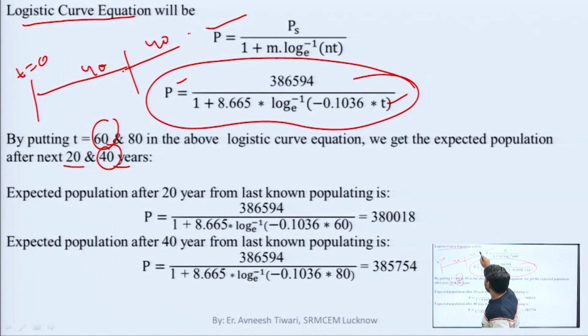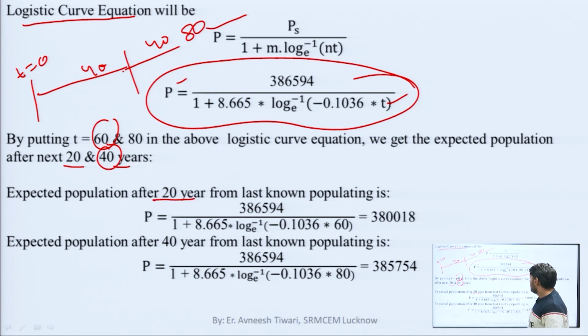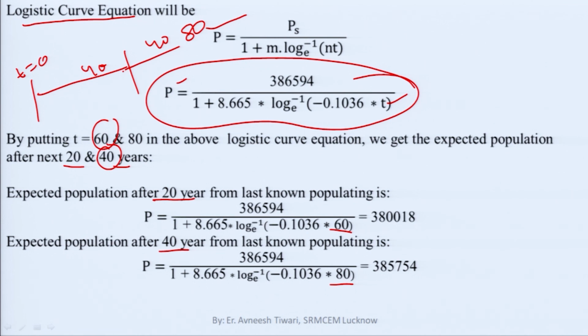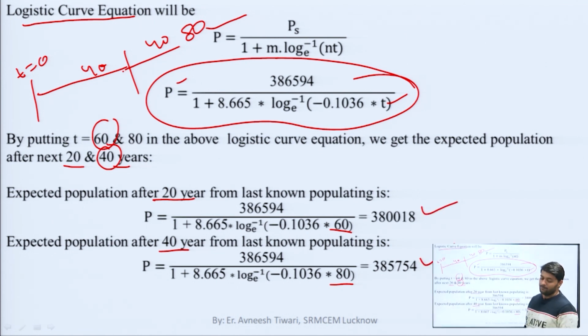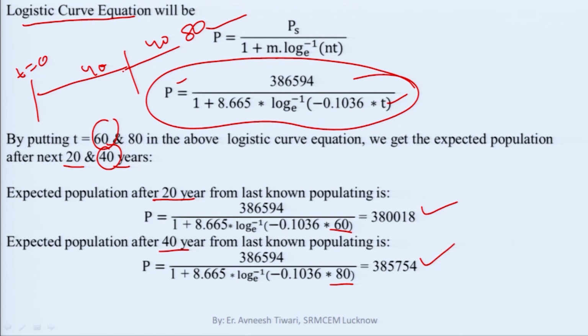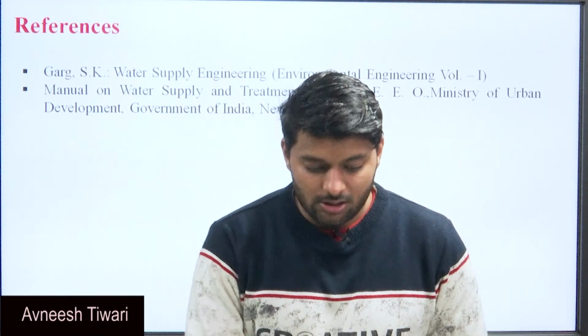So for the next 20 years, here we will put t as 60 years, and after 40 years, here we will put 80 years. After putting the values and solving the equation, we will get the expected population after 20 years and 40 years. So that is all about the population forecasting methods.